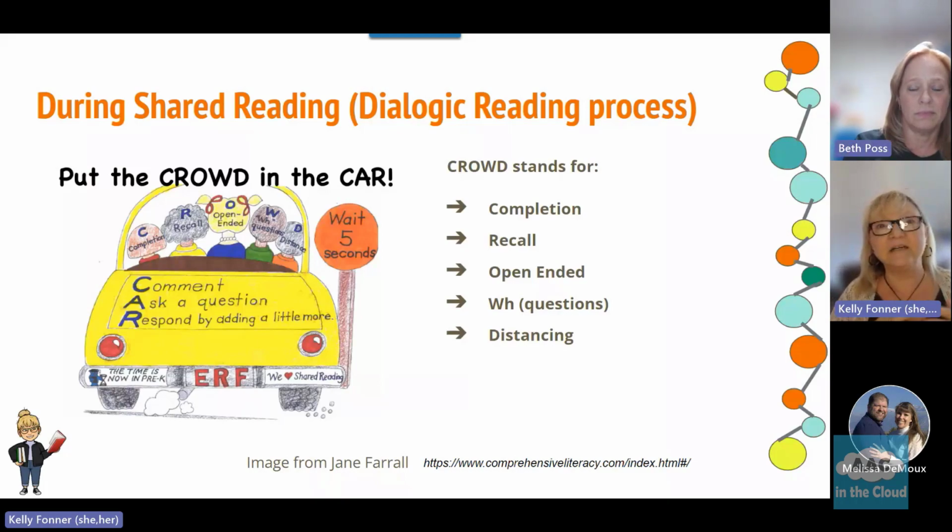So the idea of the CROWD was developed to talk about the strategies of asking a question that's a completion. So you might leave out a word in a sentence and have somebody complete that sentence. Something that is about recall, what did you think about? Or how did, I'm trying to think of one of the examples I've got, like, how did Dr. Doolittle get to the island?